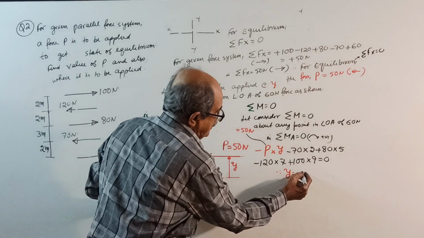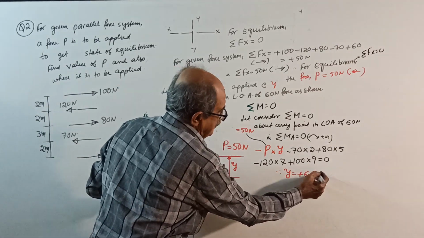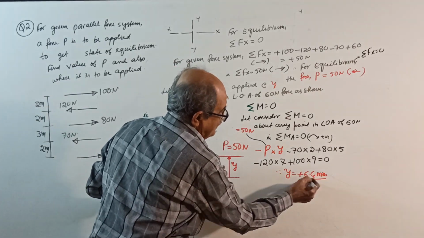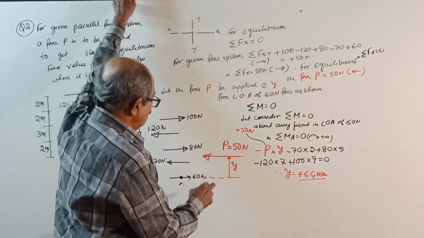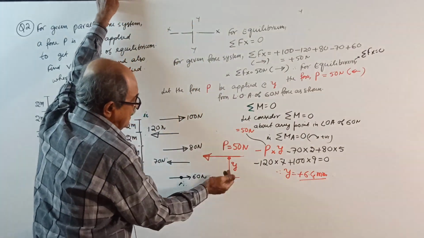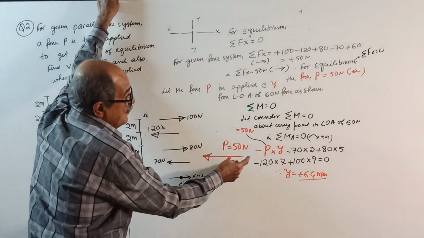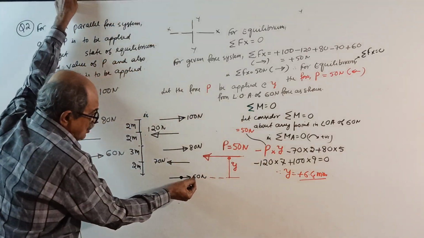How much did I get? 6.4. Correct, huh? I forgot it now. I have to calculate once again. Let the force P be applied at distance y from the line of action of the 60 Newton force.